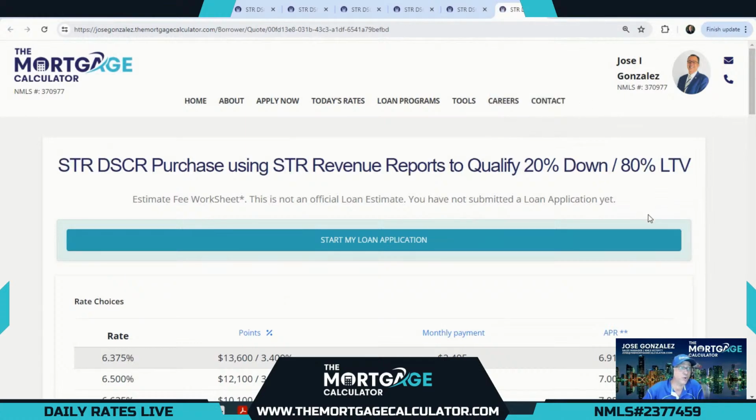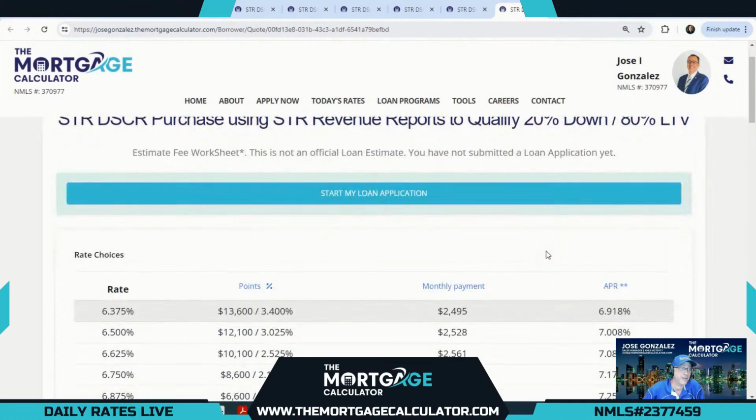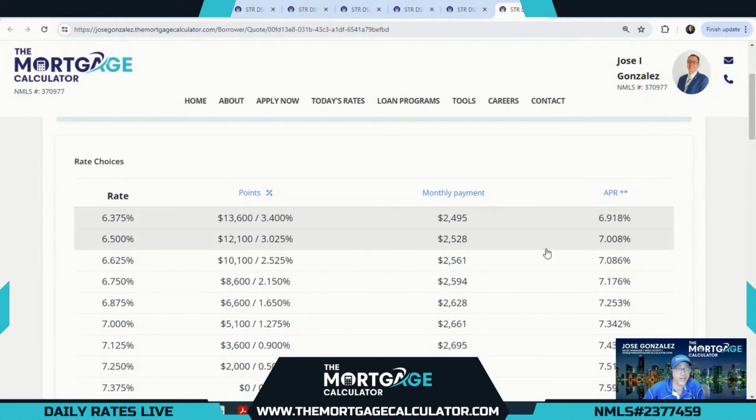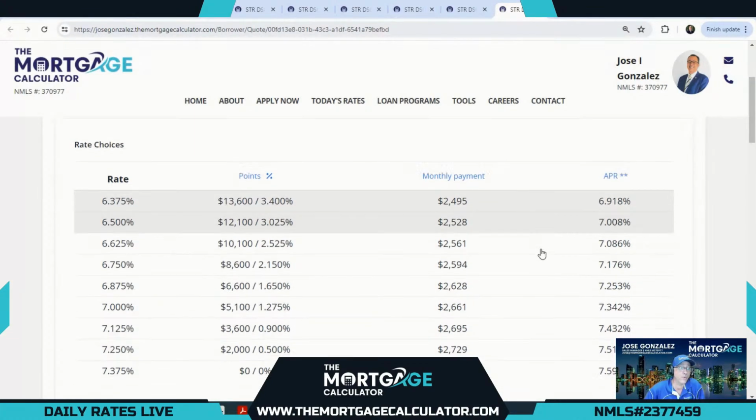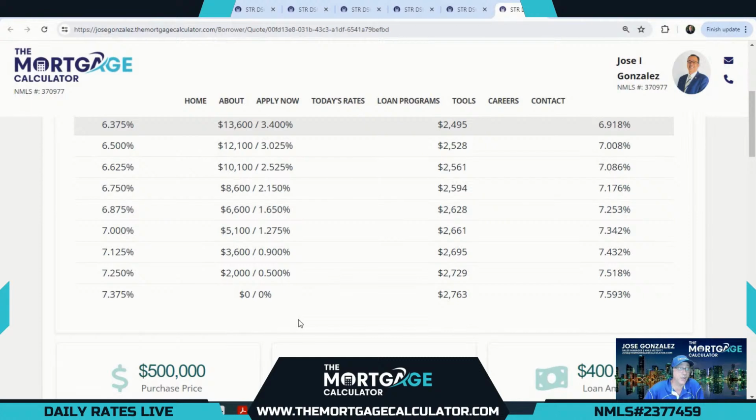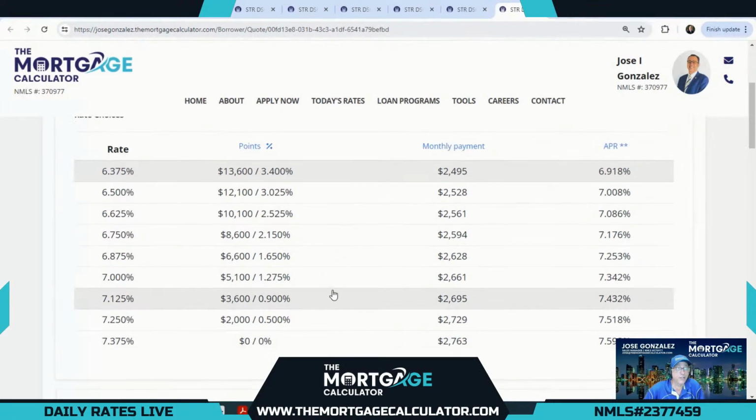Now, using short-term rental revenue reports, same option. They let you use AirDNA or short-term rental revenue reports without any loan level price adjustments. So again, same rate, 7.375 at par, and you can buy that down to 6.375 at a cost of 3.4 points.